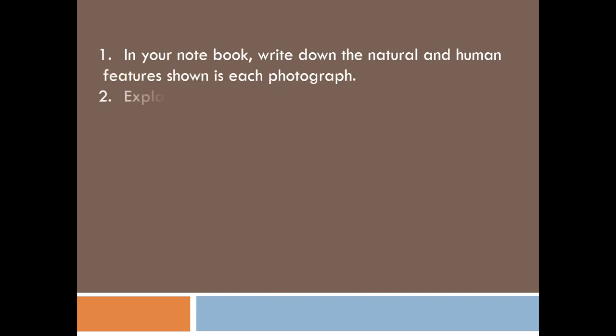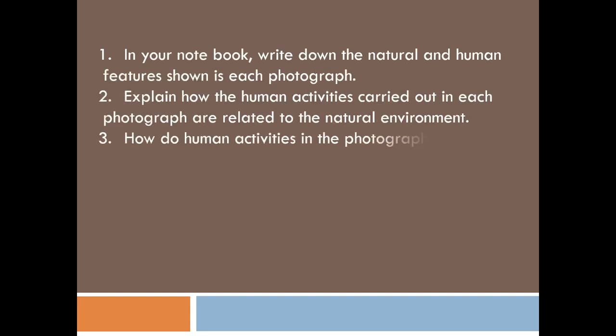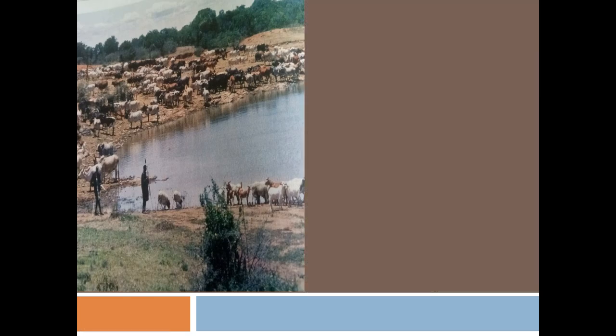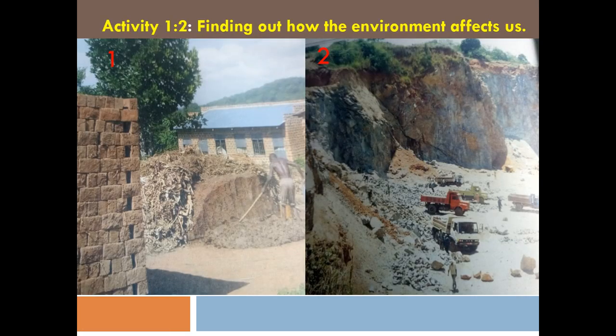Then question number 3 wants us to identify how the human activities in our photographs affect the natural environment. I will make reference to photograph 1 and photograph 2. Which human activity is this? We are saying it is brick laying.